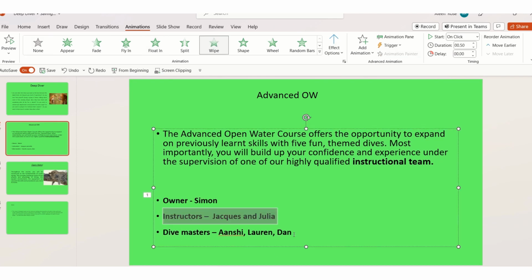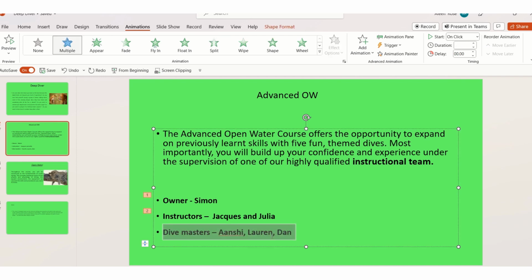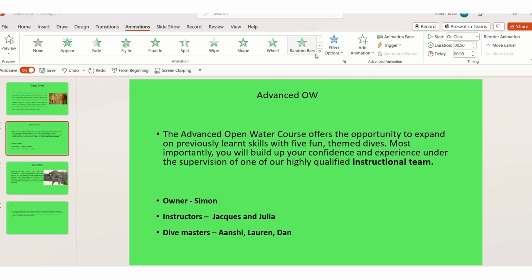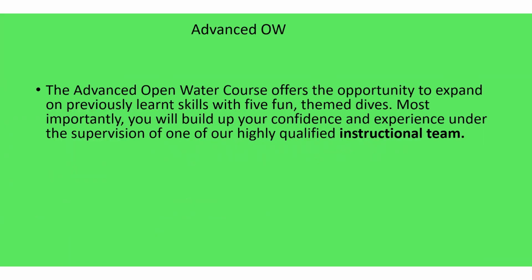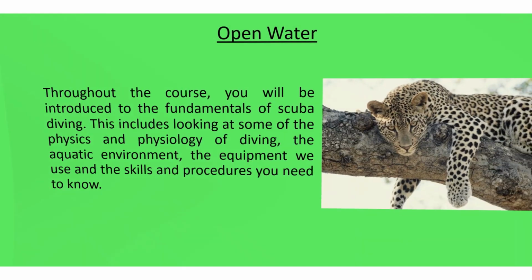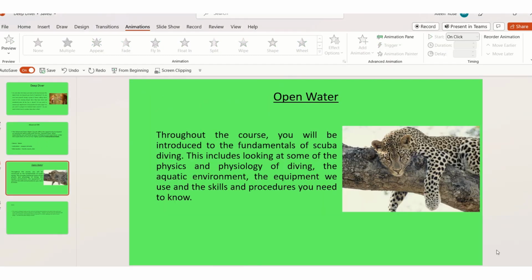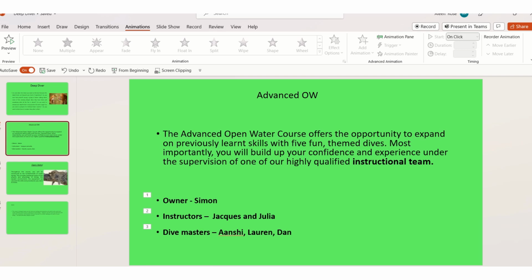Then random bars. Now let's see the preview. So this way, that is our transition to the next slide. So this way you added the animation.